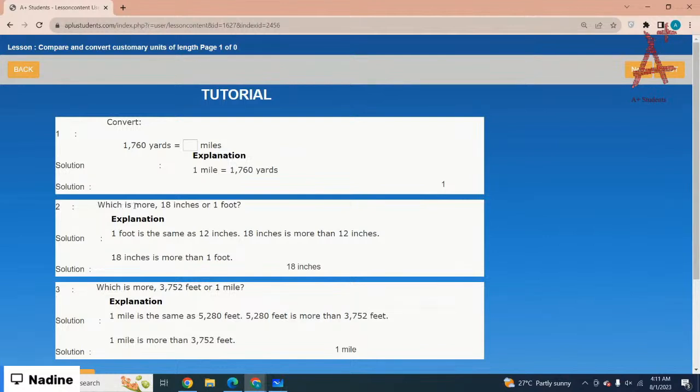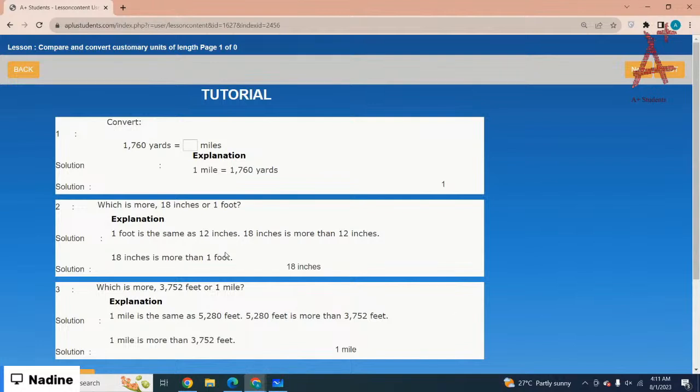The next one is, which is more, 18 inches or 1 foot? In 1 foot, you have 12 inches, right? So this is a conversion. You can note down, in 1 foot, you have 12 inches. So that means 18 inches is more than 12 inches. So 18 inches is more than 1 foot, right?